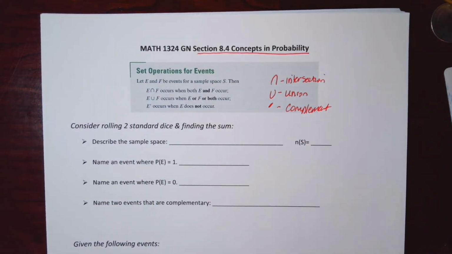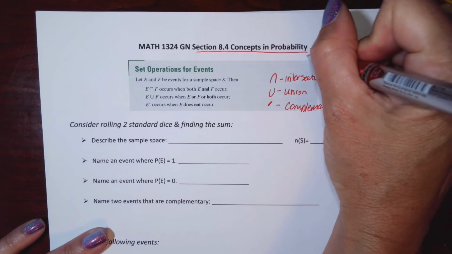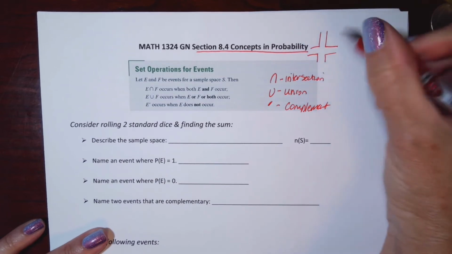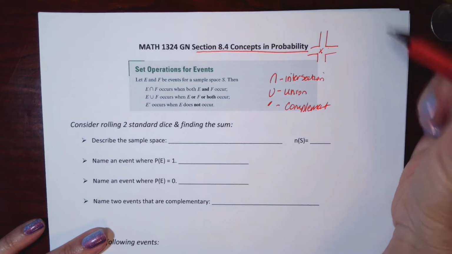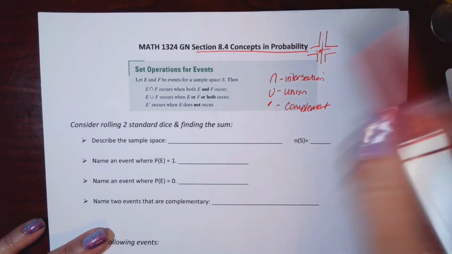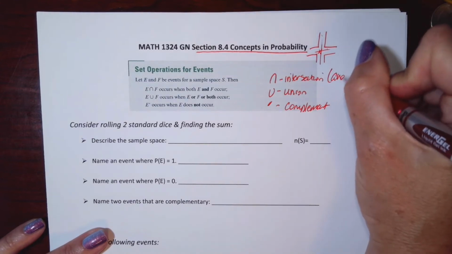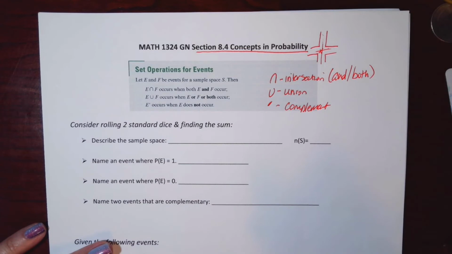Okay, you know these words, you know what they mean. Intersection is like the intersection of streets. If you come to a stop sign, if I'm over here, I'm not in the intersection, but if I'm here, I am in the intersection because I am in both streets, part of both. So the intersection is the and. You have to be in both sets to be in the intersection.